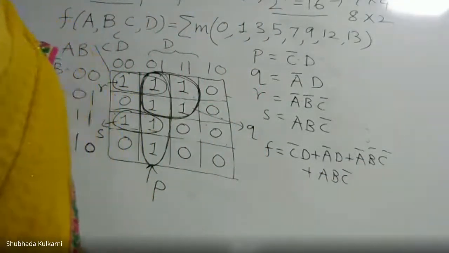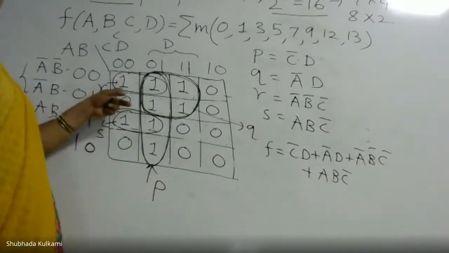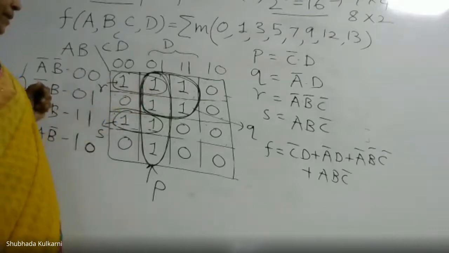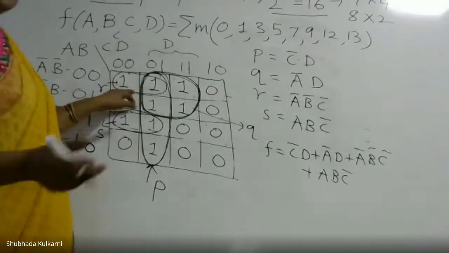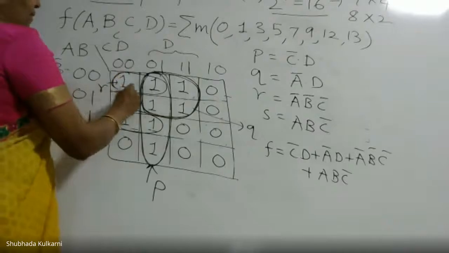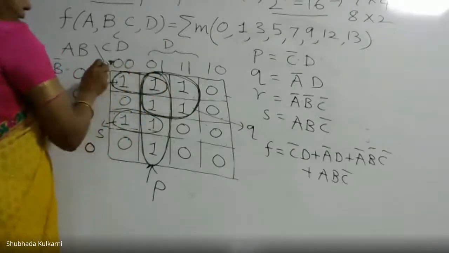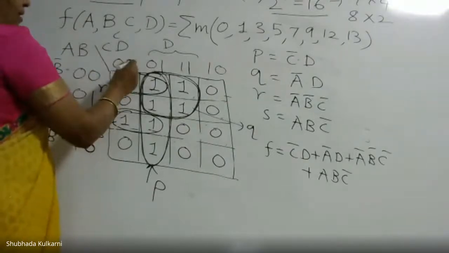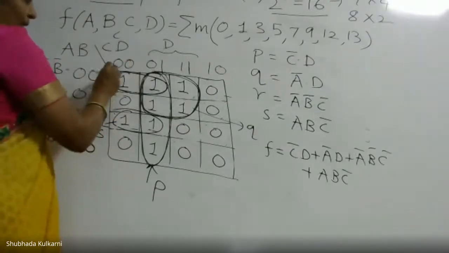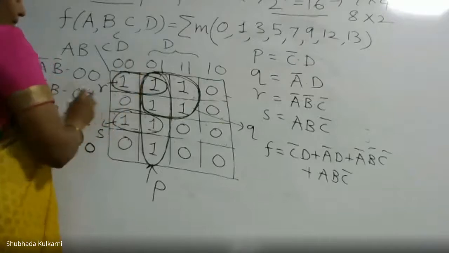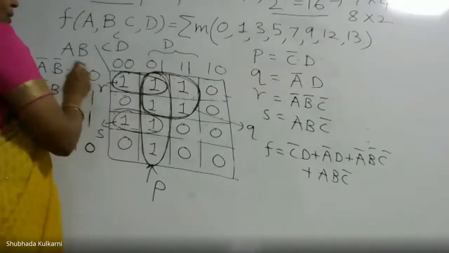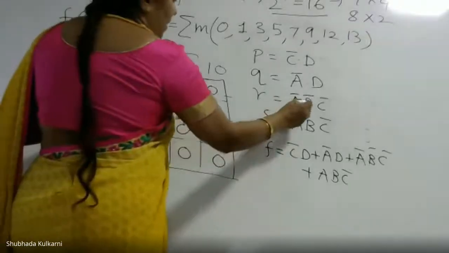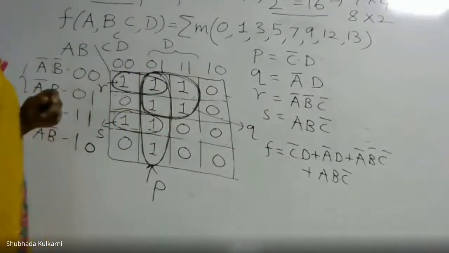Explanation of R. R is a pair. A pair is a group of two ones. One variable is eliminated. Which variable? Whose value is changing. Look at this particular pair. Column side here, CD is 0 0, 0 1. Which is changing? D is changing. So D is eliminated. What is C? 0. So C bar. And row side AB is 0, 0. So A bar, B bar, C bar. So for R, A bar, B bar, C bar. That is a product term.